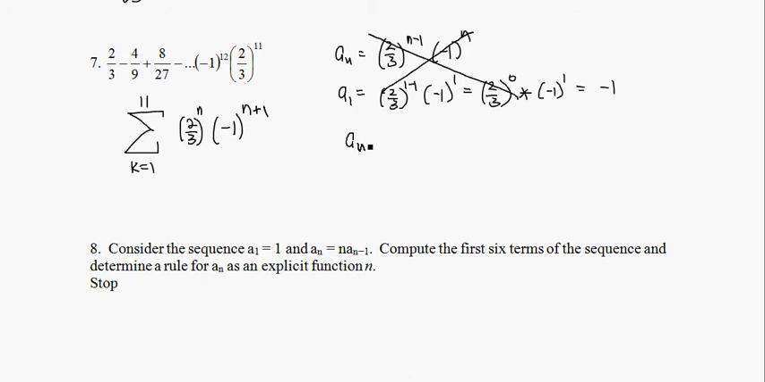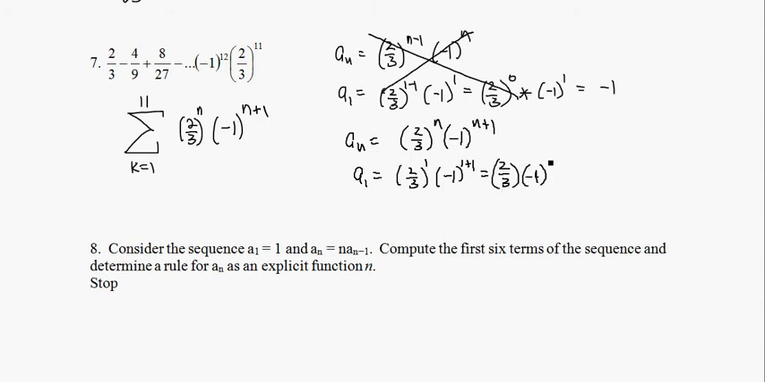So if my nth term is 2/3 to the n, negative 1 to the n plus 1, a sub 1 is 2/3 to the first, negative 1 to the 1 plus 1, which gives me 2/3 times negative 1 squared, which is equal to 2/3.